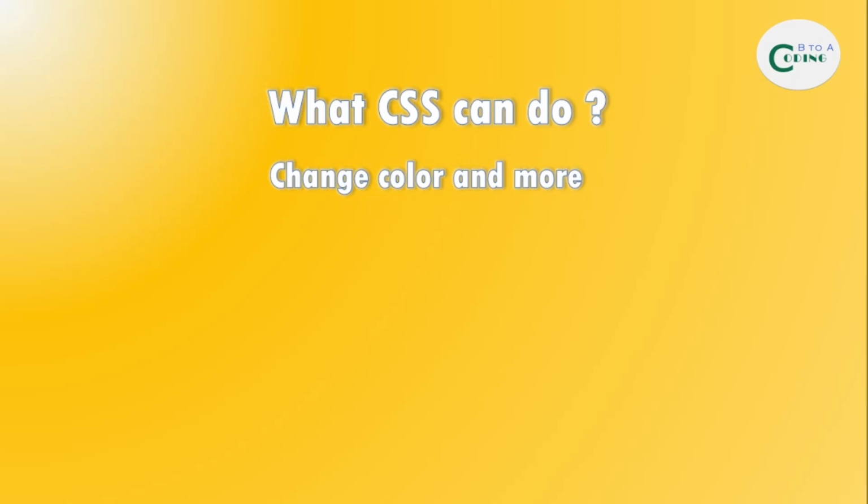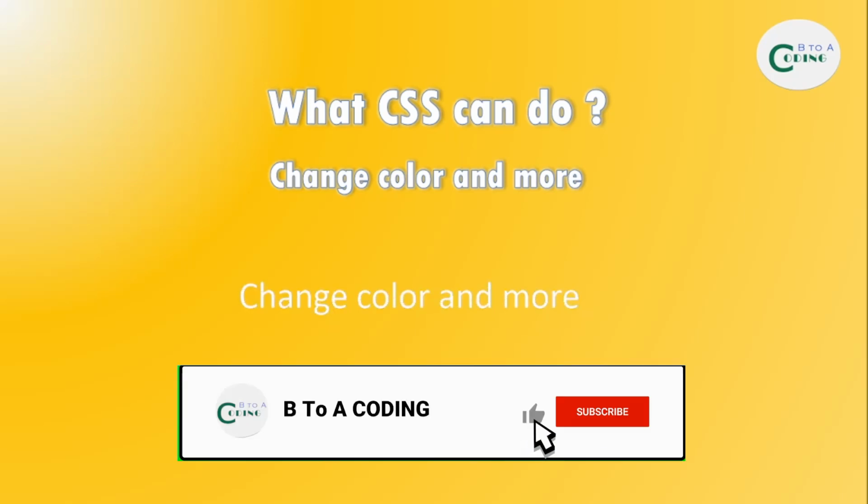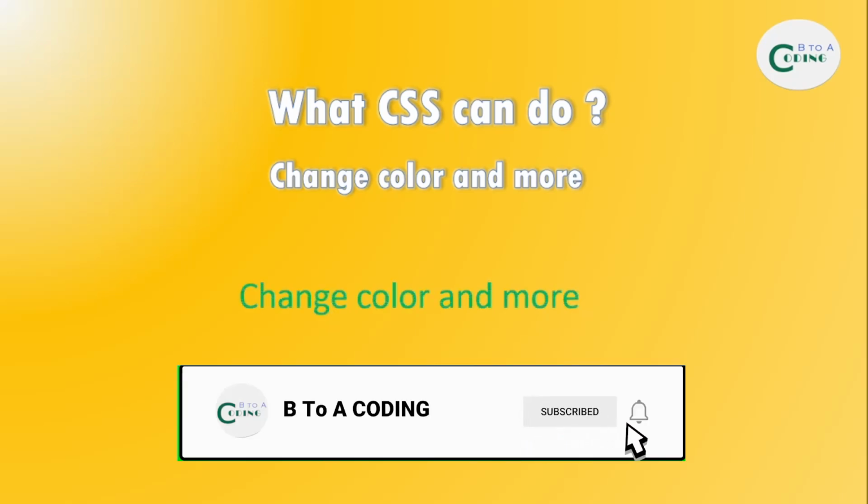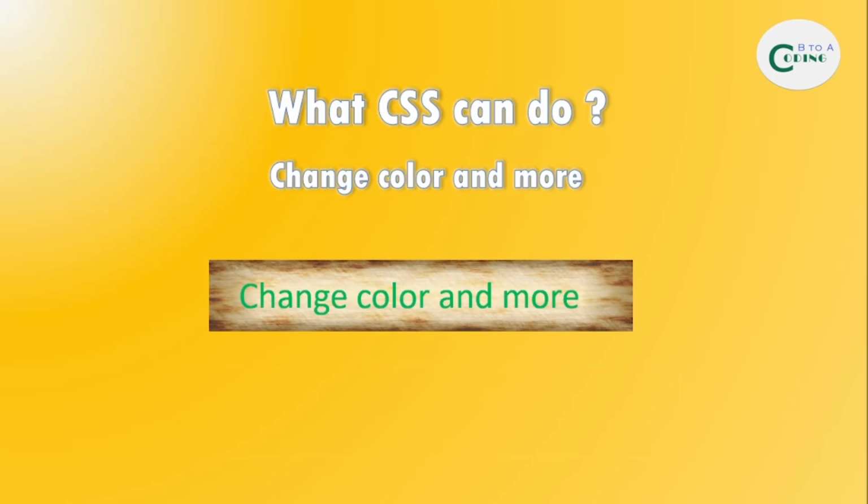Alright, before learning CSS, let us see what CSS can do. Well, I would say three things. So the first thing is it can change color and more. For example, let's say there's a text like this in our web page. With CSS we can easily change its color or maybe add some background to it and more.